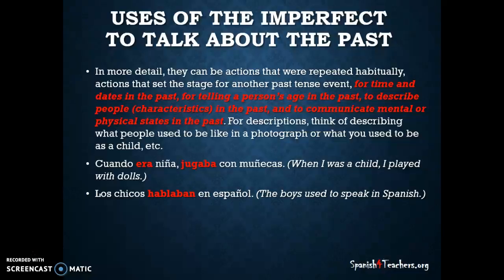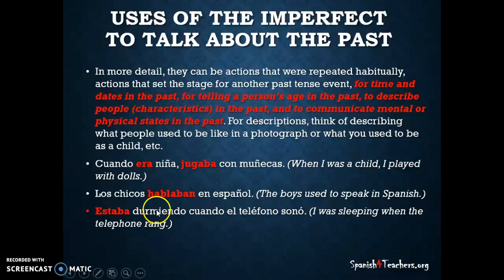Los chicos hablaban en español. The boys used to speak in Spanish. So it's not the preterite, the boys spoke in Spanish. That's not what this means. The boys used to speak in Spanish. Estaba durmiendo cuando el teléfono sonó. I was sleeping when the telephone rang.